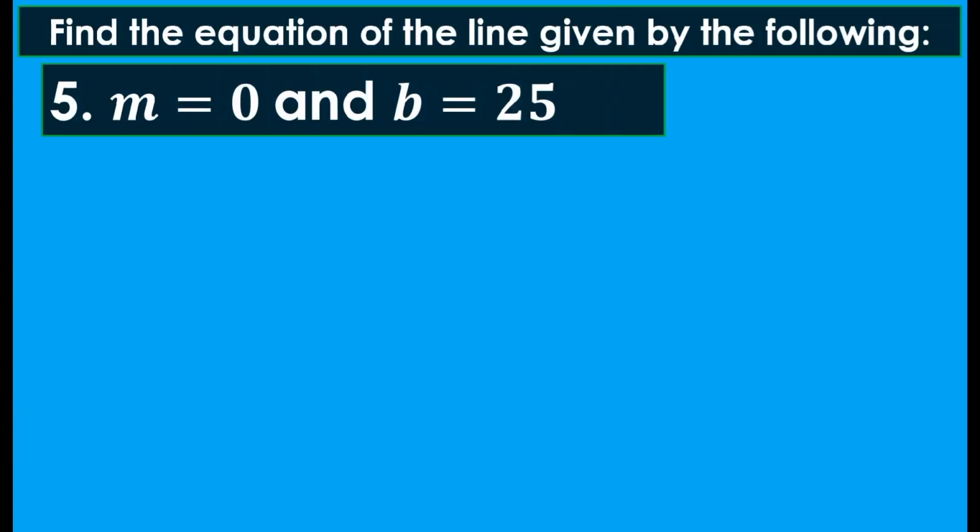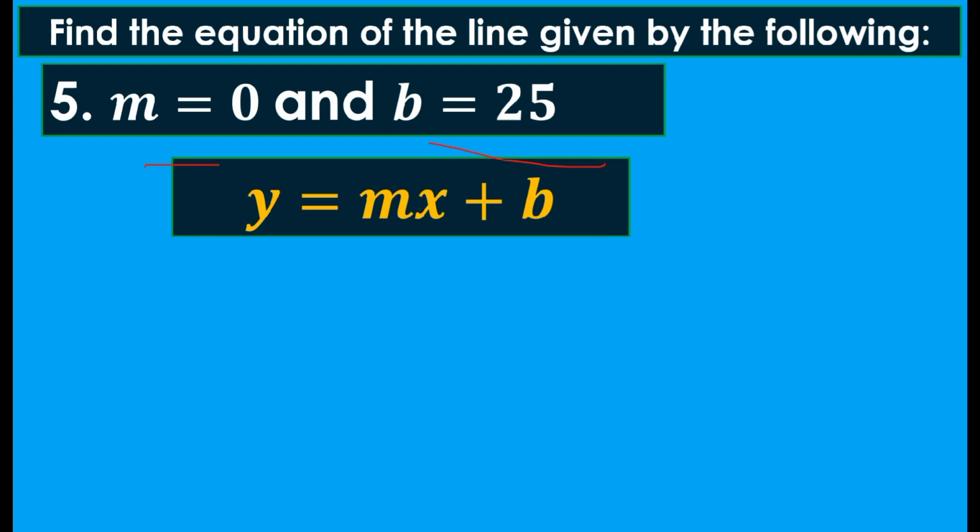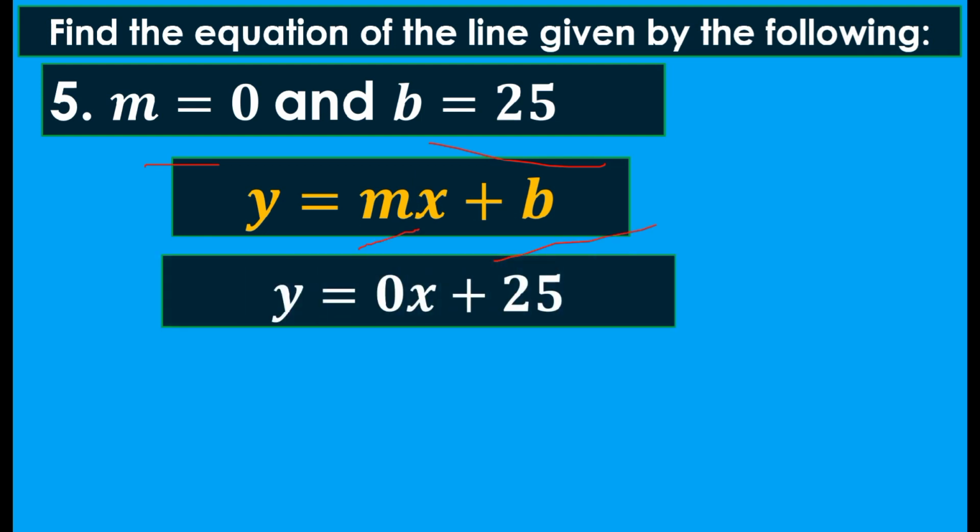Okay, let's have another one. The slope is 0 and the b is 25. Y equals mx plus b. We have 0x plus 25. Now, why is it that we place 0 here as the numerical coefficient of x?